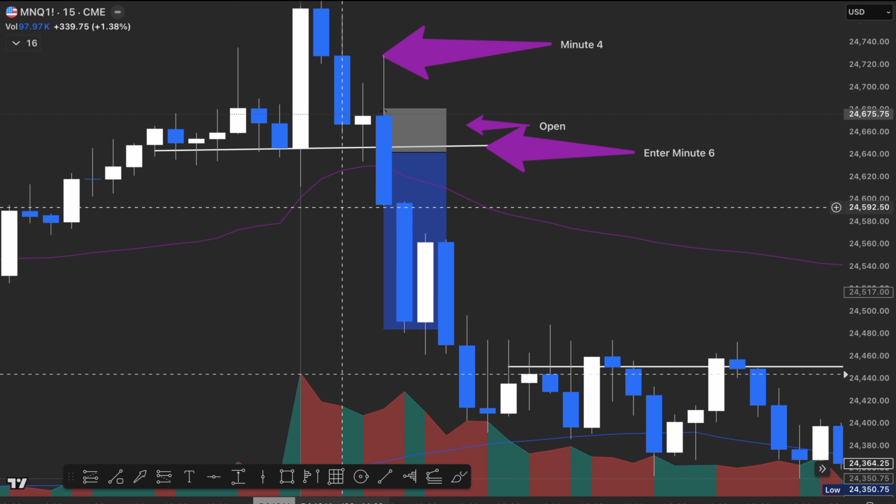So again, trading is all about probabilities. The anatomy of the candle will really help you define when you're going to enter the trade and when you're going to exit the trade. You will find yourself getting better entries, getting better exits, and having less drawdown.